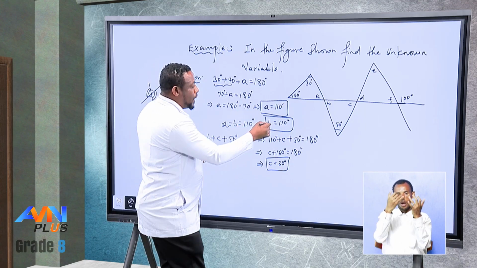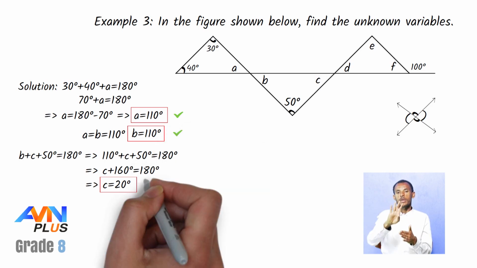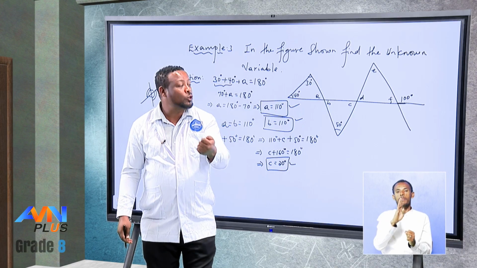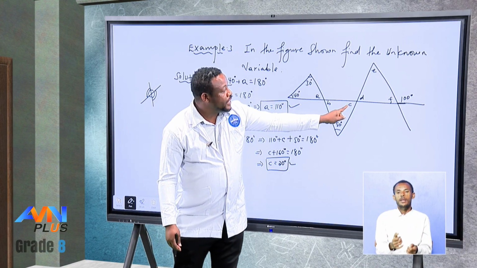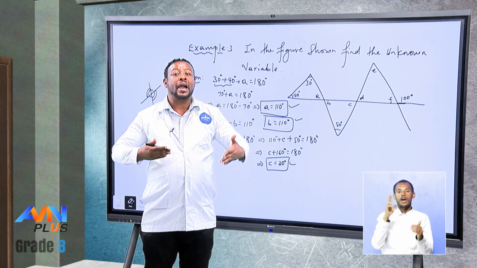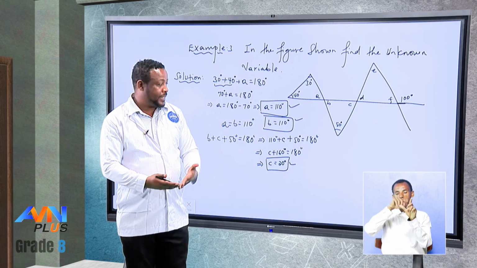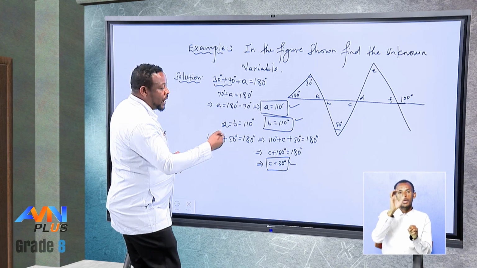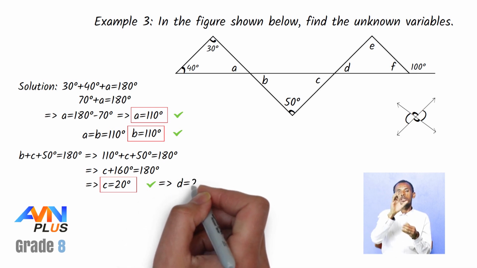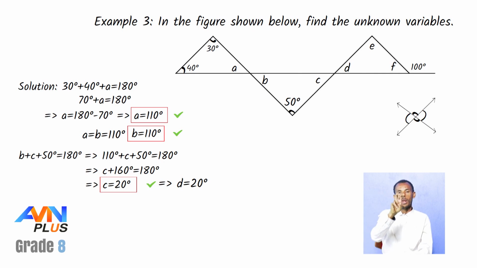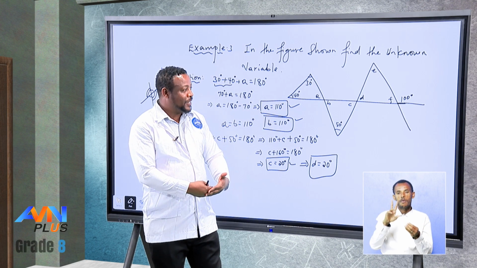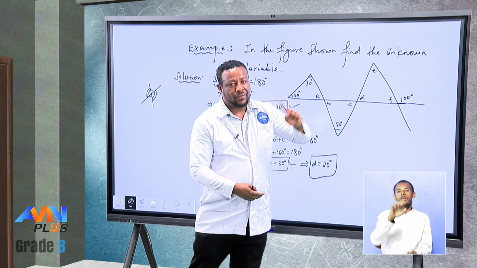So now we have obtained the A value, B value, and C value. The value of D can be obtained automatically, right? C and D are congruent by vertically opposite angles. So if C is known, D is also known. So D and C are the same, which is 20 degrees, right? Now we are left with two more unknown variables, E and F.